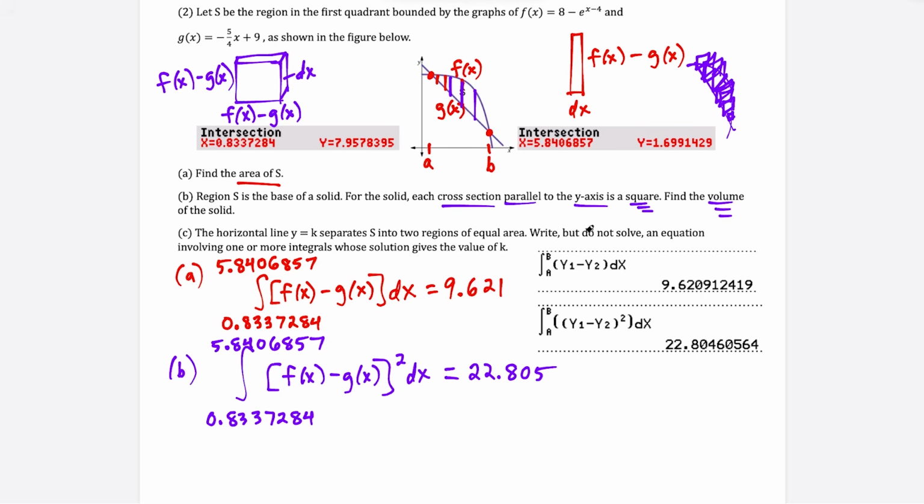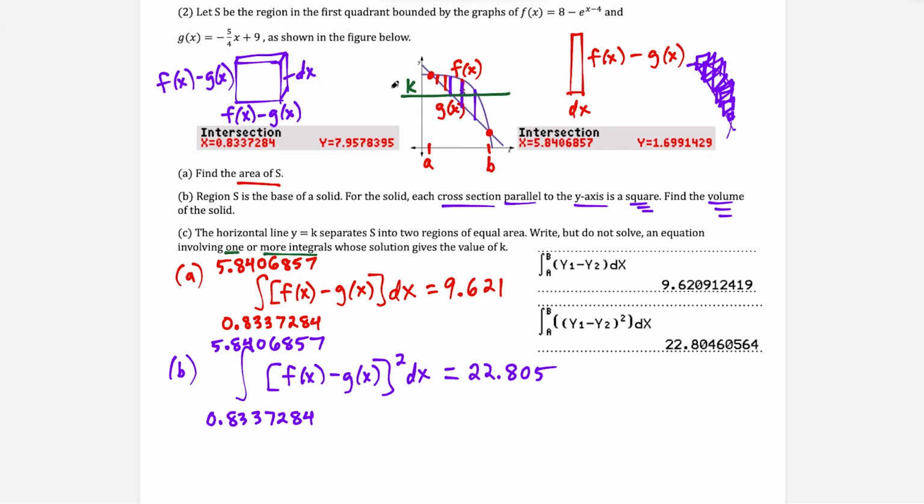Part C, we have the horizontal line y equals k separates S into 2 regions of equal area. And we need to write but do not solve an equation involving one or more integrals whose solution gives the value of k. So for something like this, what I'm imagining right away is the line y equals k. Let's say it's at about this location, and that this line is cutting the region S into two sections of equal area. Well, if we need to set up an equation involving one or more integrals, we have to think about what type of cross sections we're going to use.